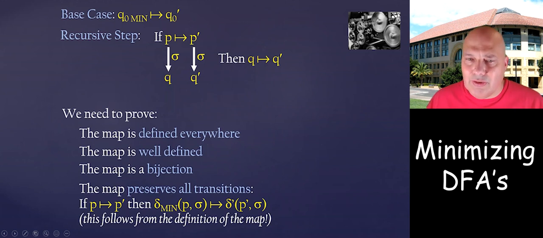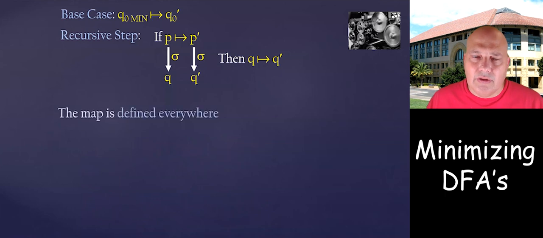So this part is easy. We need to prove that the map is defined everywhere, that it is well defined, and it is a bijection. It is one-to-one and onto. Essentially, it is a renaming of the states. So let's try to prove these four properties, and then even I will deserve a break.